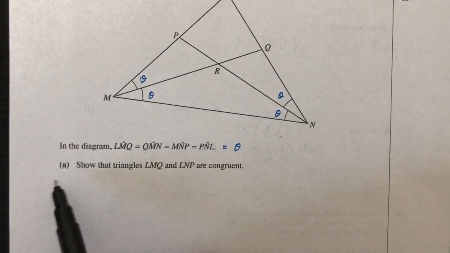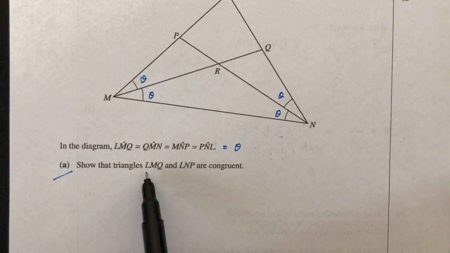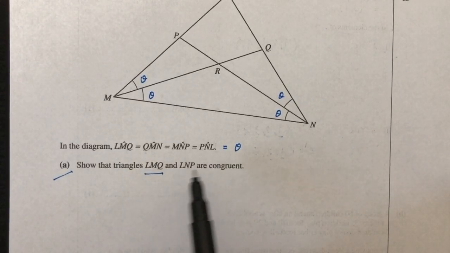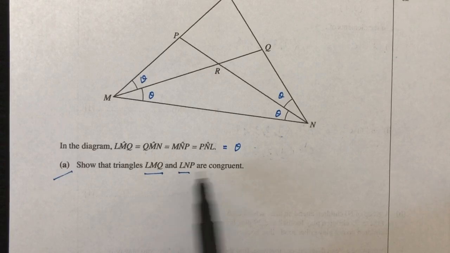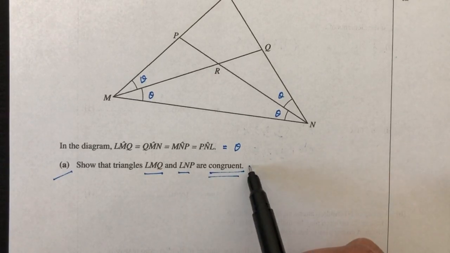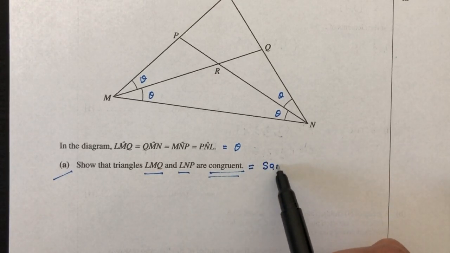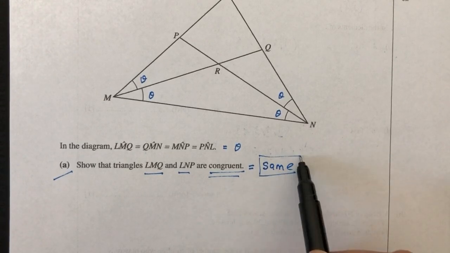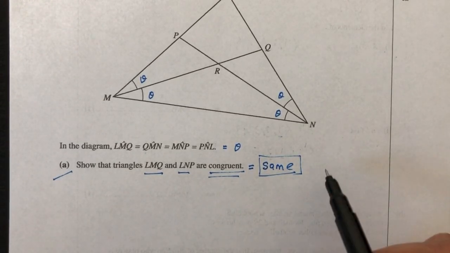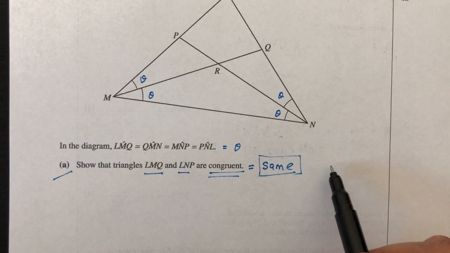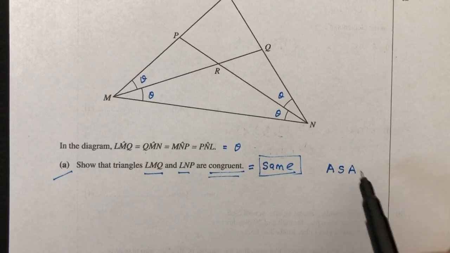Now, part 1, show that triangles LMQ and LNP are congruent. Congruent means you have to show that they are the same. So how can you show they are the same? You can show by using this technique. You can show by using, let's say we're going to use the ASA method.